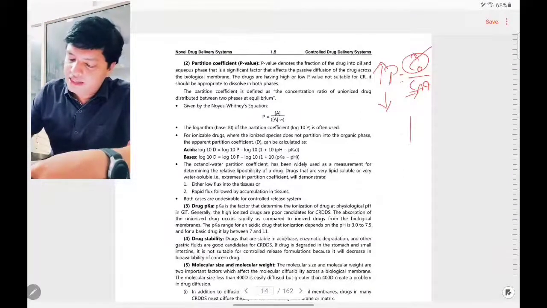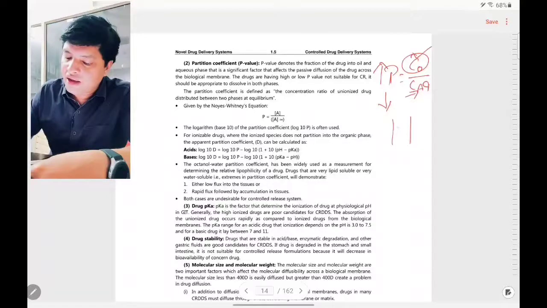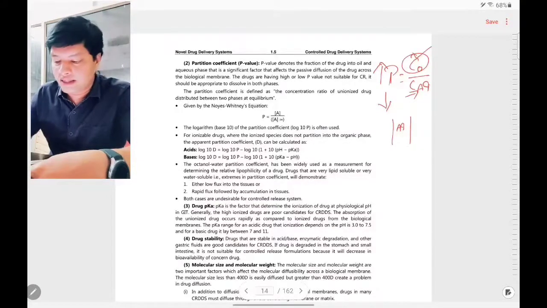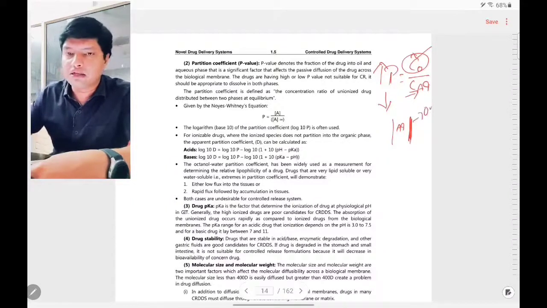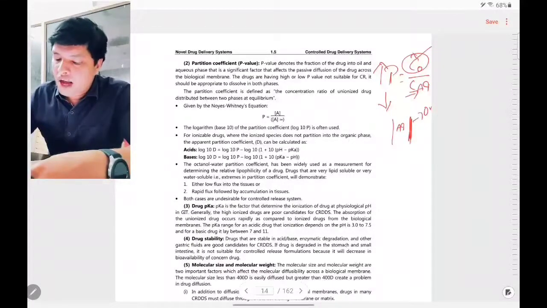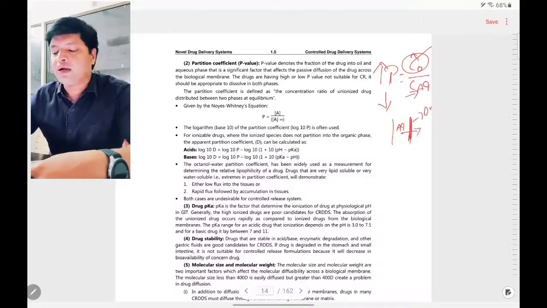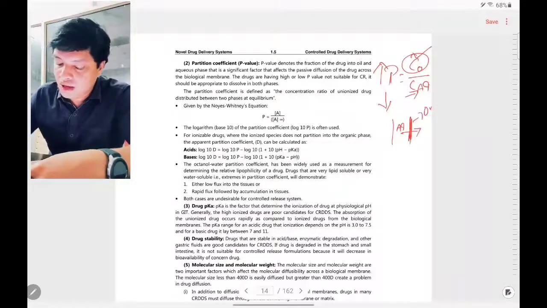Now come to the GIT. Inside the GIT we have aqueous, that is our GI content. The GI lining is organic. Now I want my drug to be permeable in both, having a partition coefficient which can go in aqueous as well as organic, because it wants to pass from the aqueous region through the organic.